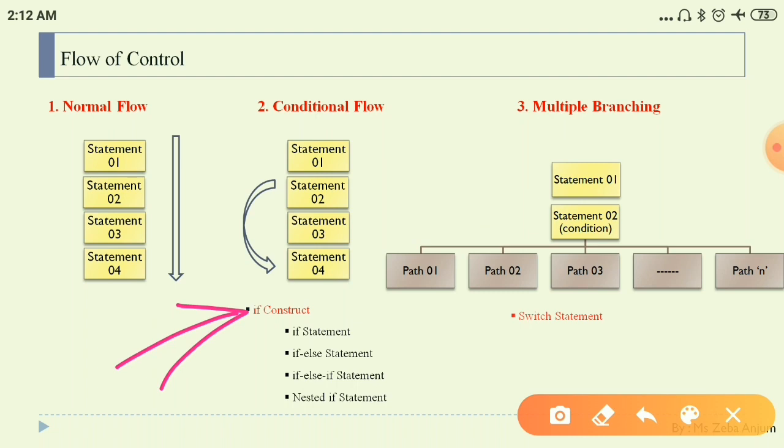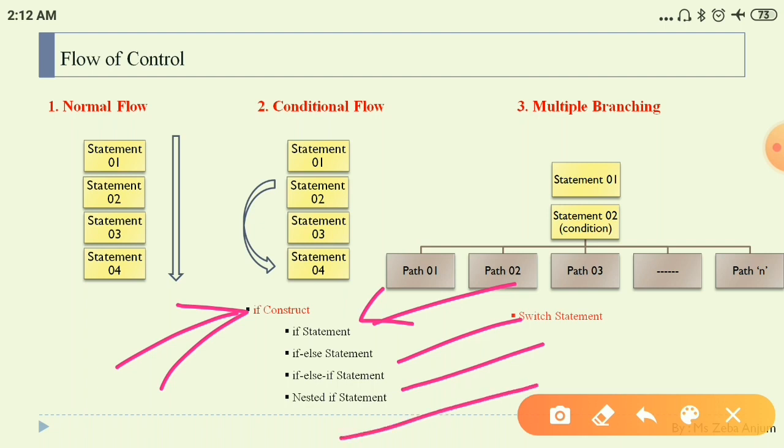about your if construct. Yes, you have already learned this thing in your ninth class. So if construct also has its further categories, that is your if statement, if else, nested if. In the upcoming slides we are going to see each of these constructs in a detailed view.